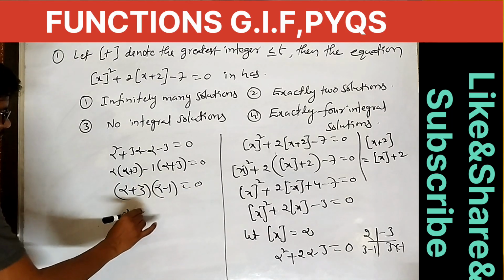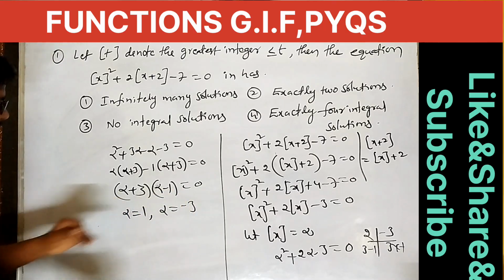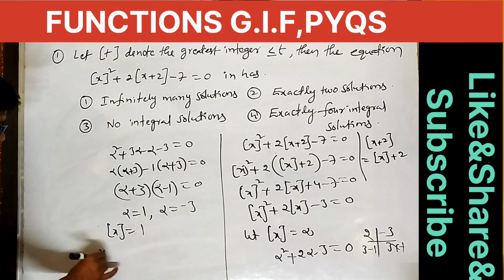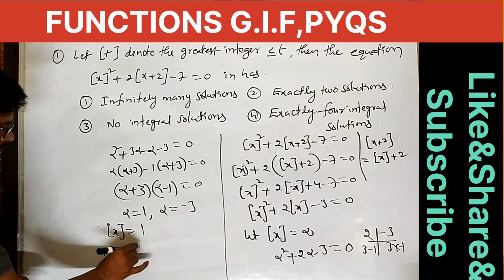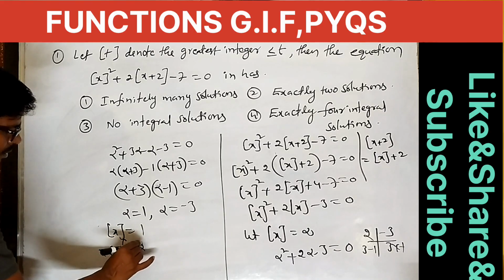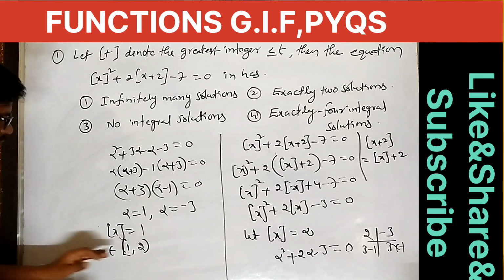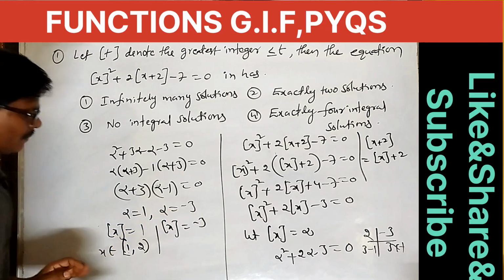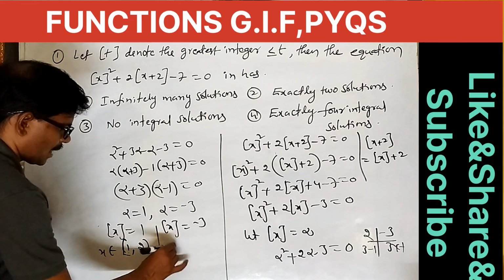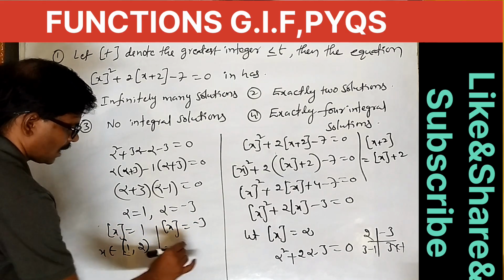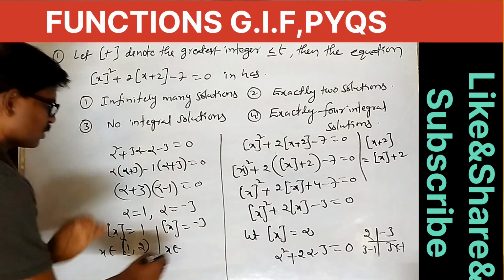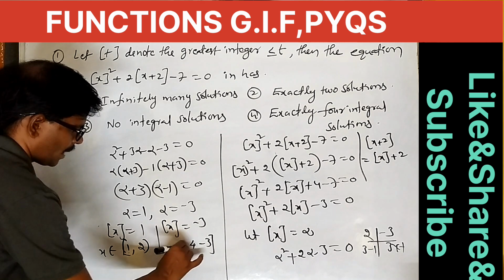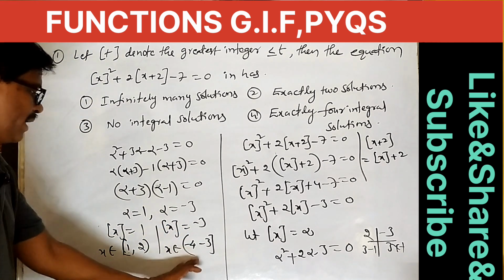Okay, here alpha is equal to 1 and alpha is equal to minus 3. Step of x is equal to 1 means x belongs to 1 comma 2, closed interval and open interval. Next, here also same like that. Step of x is equal to minus 3 means x belongs to, minus 3 is the closed interval and minus 4 is the small value. Here minus 3 closed interval, and minus 4 is the open interval. Okay, minus 4 to minus 3.